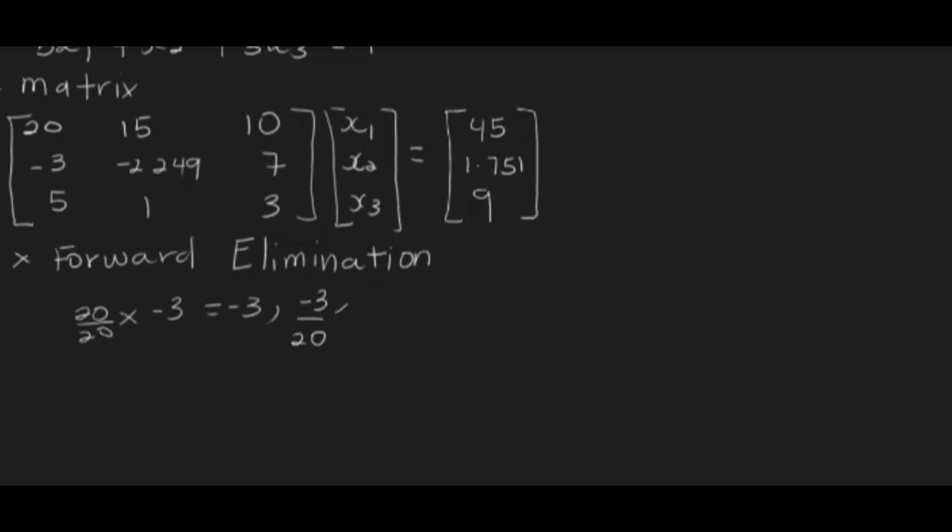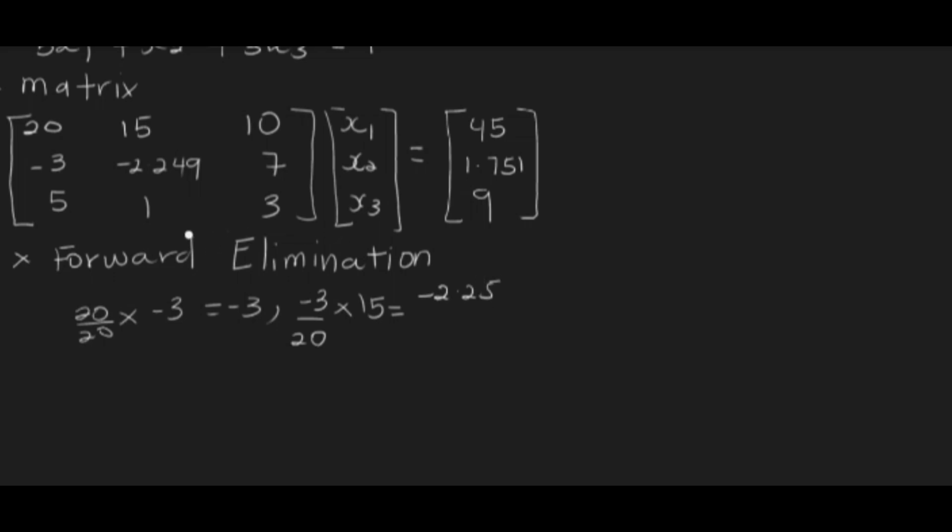Then the next one is the 15. I have to multiply it by the 15. So if I'm multiplying it by the 15, what am I getting? So negative 3 on 20 times 15. And that is negative 2.25. So I'll get negative 2.25.